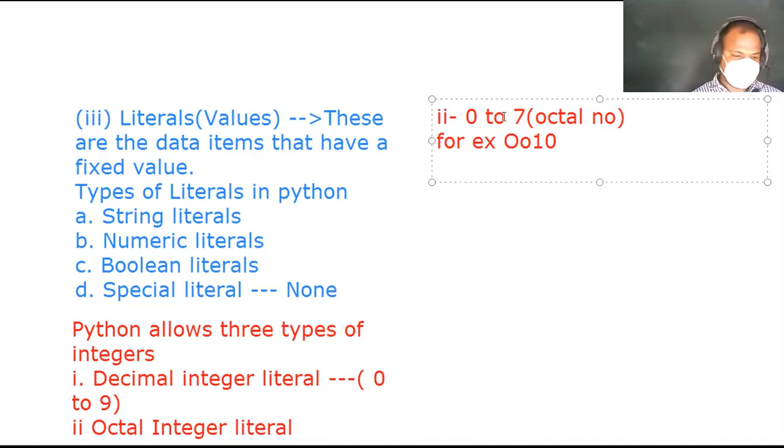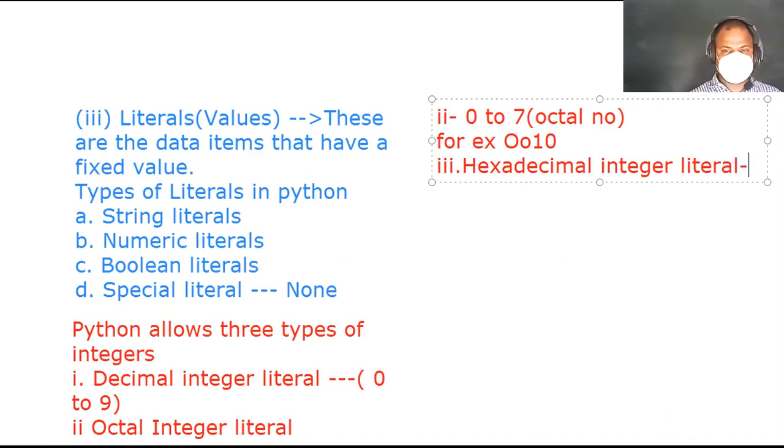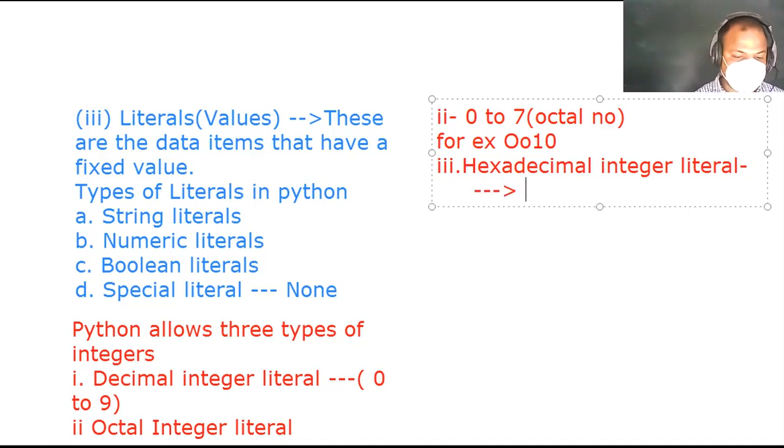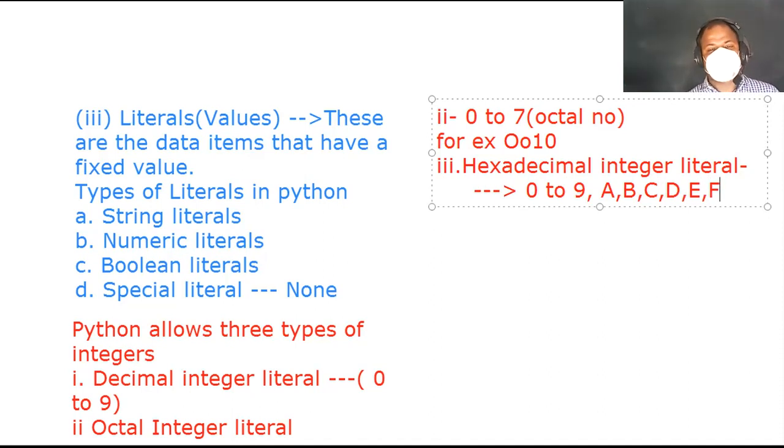Now next, that is the hexadecimal integer literal. Hexa means 6, decimal means 0 to 9, that is 10, total 16. So what characters are allowed in it? That is 0 to 9, altogether 10, followed by A, then B, then C, then D, then E, then F. Altogether it is 16.